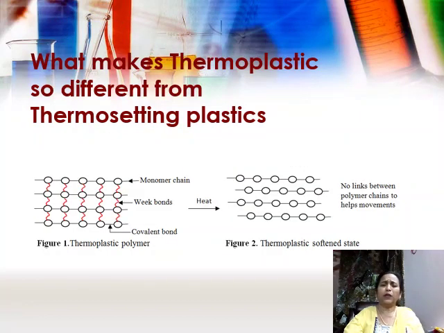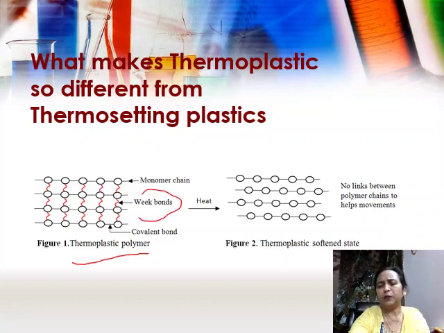What makes thermoplastic so different from thermosetting plastics? There is a small difference. Now, this is a thermoplastic polymer which can be remolded on heating. In this polymer, you can see weak bonds between the plastic molecules. On heating, this weak bond melts.